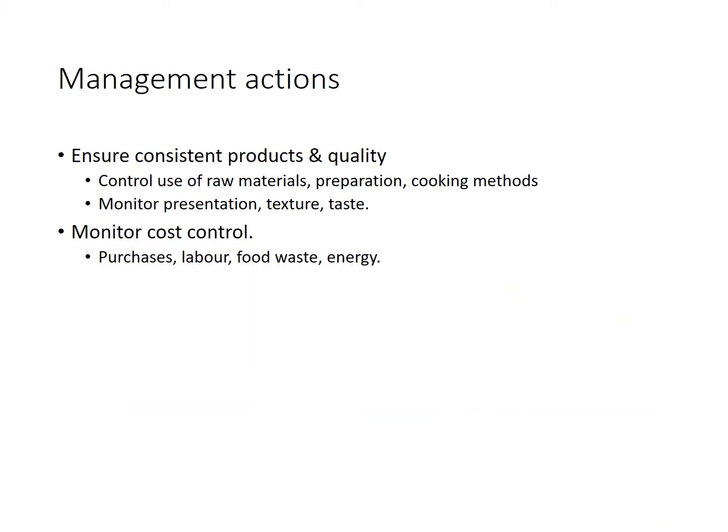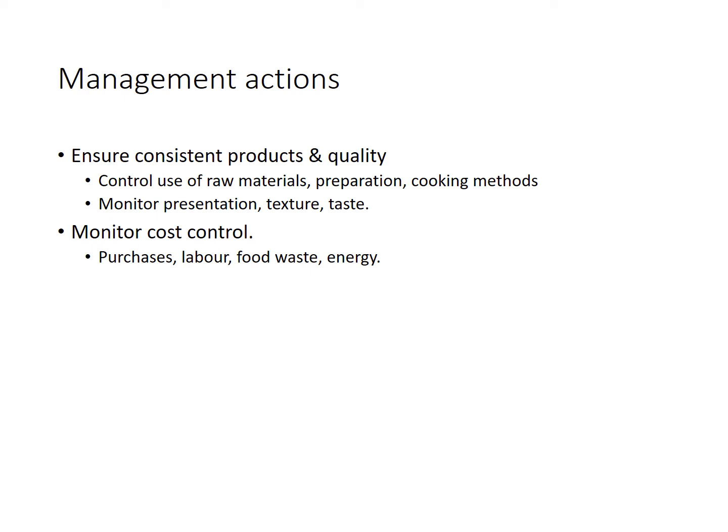So if we look at the management actions, from a management perspective we need to ensure that there are consistent products and quality. Here we're talking about the control and use of raw materials, the preparation, and cooking methods. We need to monitor the presentation, the texture, the taste, as well as monitoring cost and control, purchases, labor, food waste and energy. We need to do that in order to make sure that we make a profit.